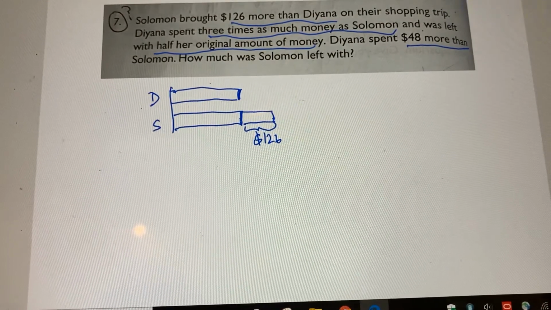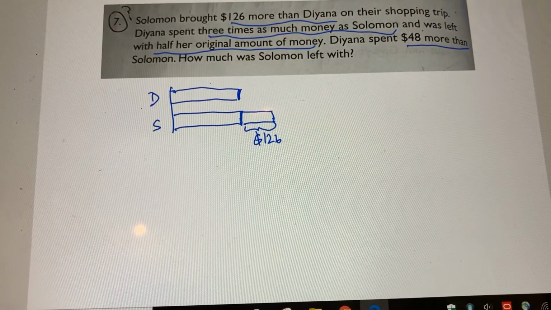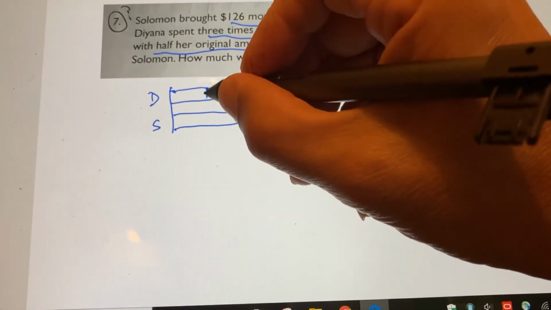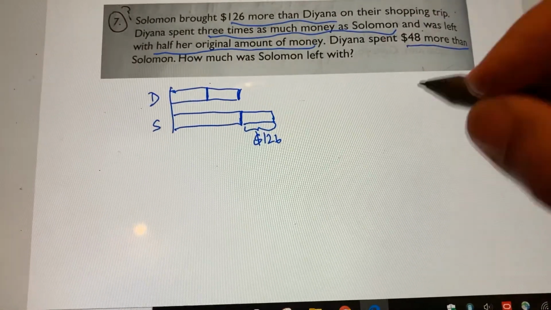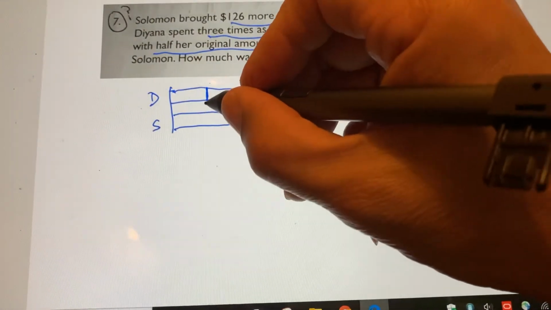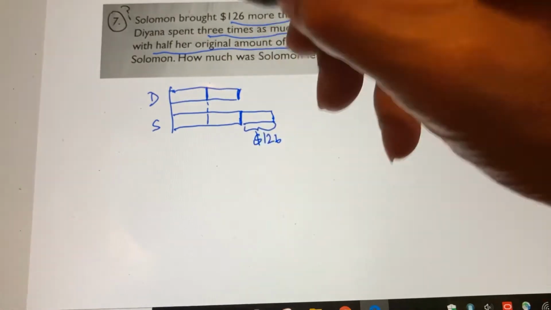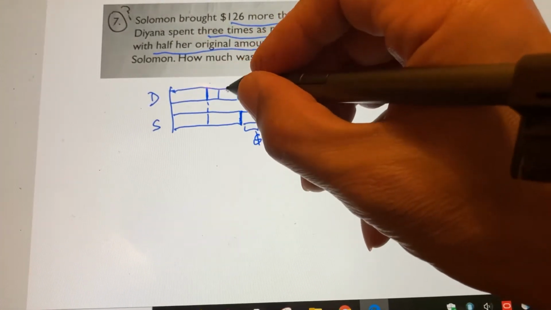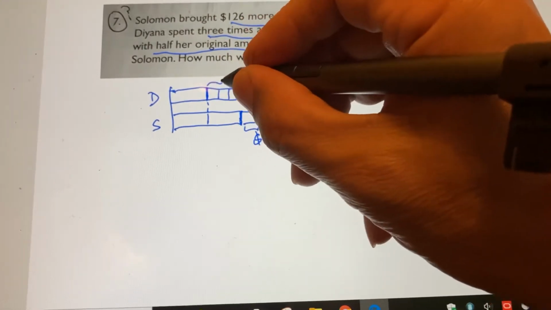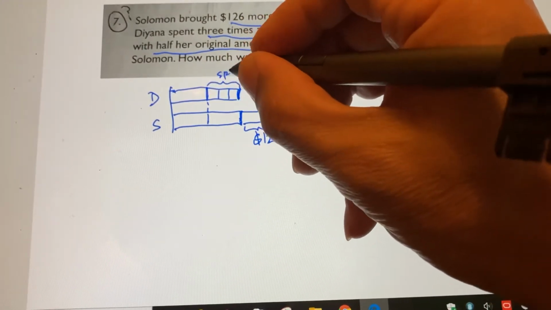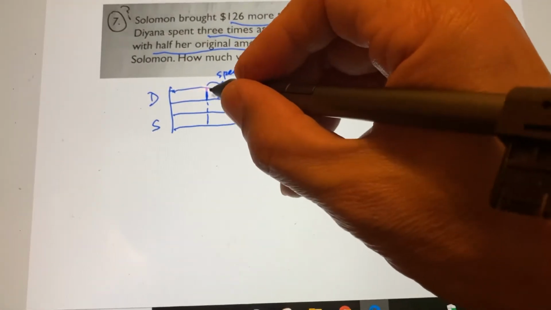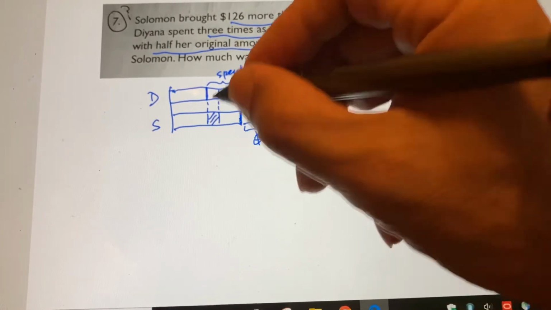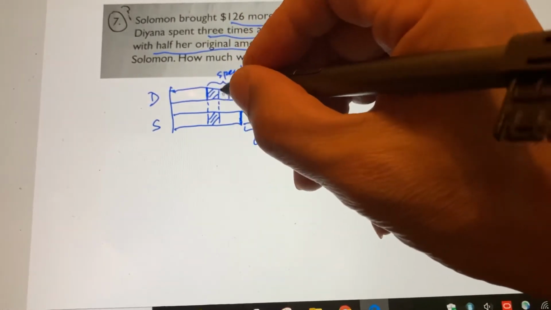Diana spent 3 times as much money as Solomon and was left with half her original amount of money. So if you take Diana's half amount of money down here, she actually spent half of it. And she spent 3 times as much money as Solomon. As a comparison, we draw a line down here. If she spent 3 times as much as Solomon, you can split her spending down here, so Solomon would only spend 1 unit, whereas Diana would spend 3 units.